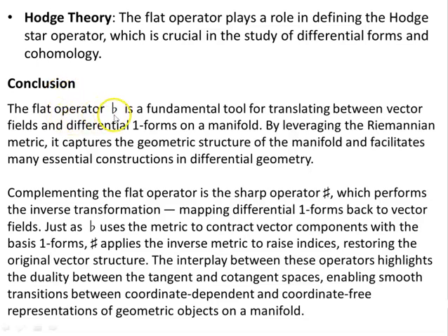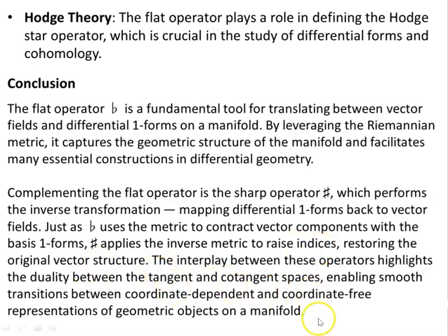Conclusion, right, so the flat operator is a fundamental tool for translating between vector fields and differential one forms on a manifold. By leveraging the Riemannian metric, it captures the geometric structure of the manifold and facilitates many essential constructions in differential geometry. Now, complementing the flat operator is the sharp operator, which performs the inverse transformation, mapping differential one forms back to vector fields. Just as flat uses the metric to contract vector components with the basis one forms, sharp applies the inverse metric to raise indices, which we saw on the previous slide, restoring the original vector structure.